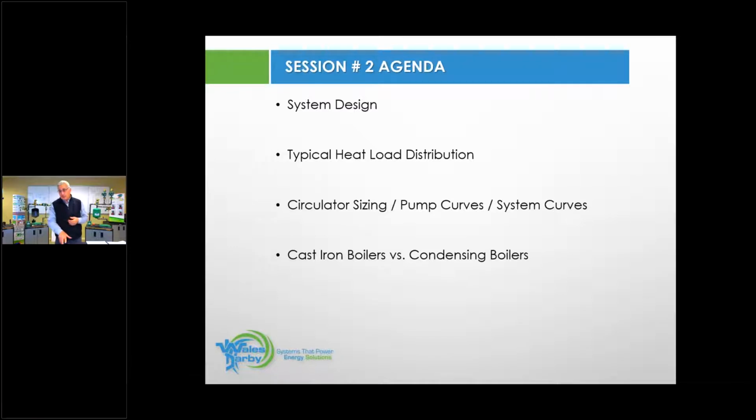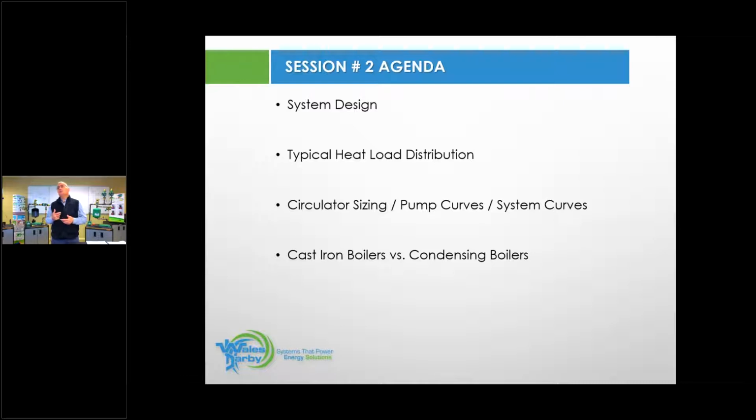So we're going to go over system design. Then we're going to figure out typical heat load distribution. And generally, when we do this class live, we give options of baseboard, panel radiators, radiant heat, and everybody in the room can decide what they want to do. Since we're doing this via webinar, we're going to decide today we're going to do this with baseboard, but you're going to have two options with baseboard.